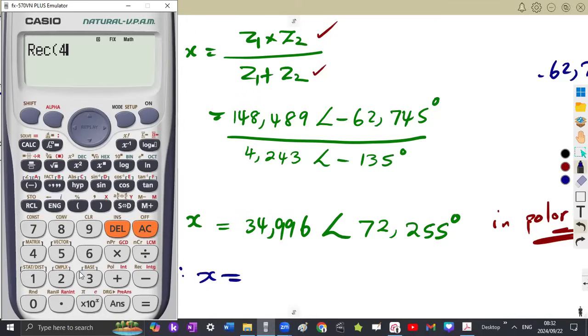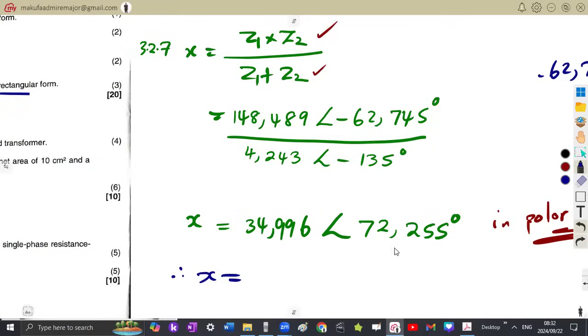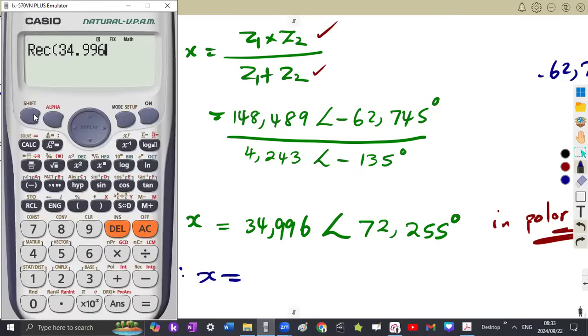So that's 34. We need 34 as it is, comma, 996. So to separate it, you have to use this one. How do you separate? It does not change. Shift, close bracket. As you can see, it gives us a comma. You see the difference there?